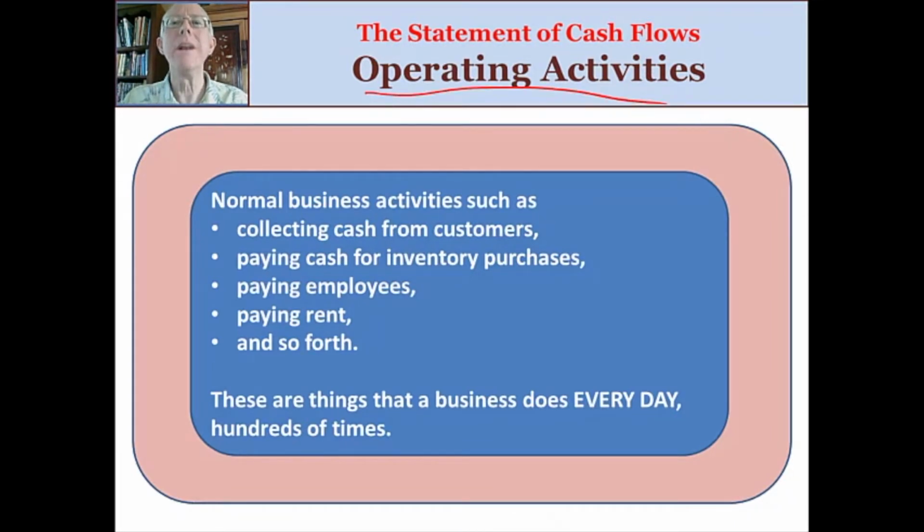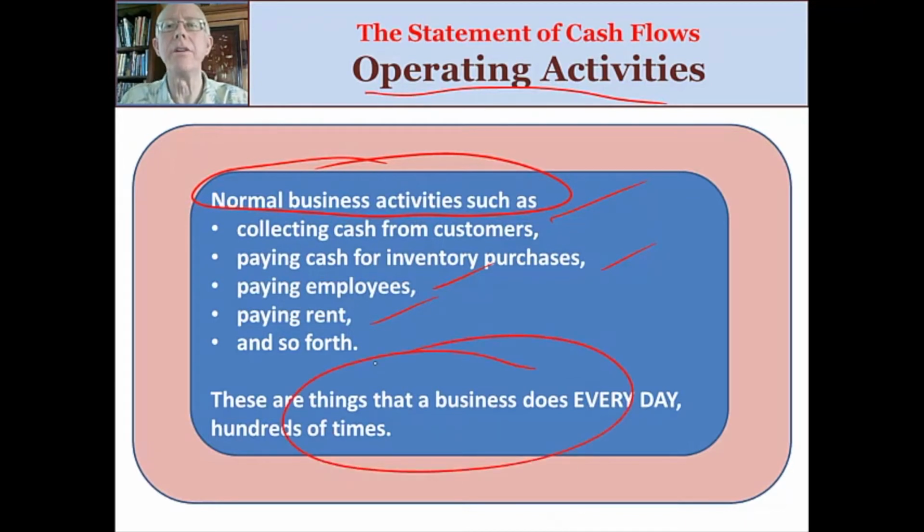All right, we know that one of the categories in the statement of cash flows is operating activities. What is an operating activity? Well, an operating activity is the normal business activities that a business undertakes. Collecting cash from customers, paying cash for inventory purchases, paying employees, paying rent. The things that a business does every day hundreds of times. If a business does something a lot, it's an operating activity. So the operating activities are the normal things that a business does. So let's put those two together. Operating activities, the normal things. Business does them every day.